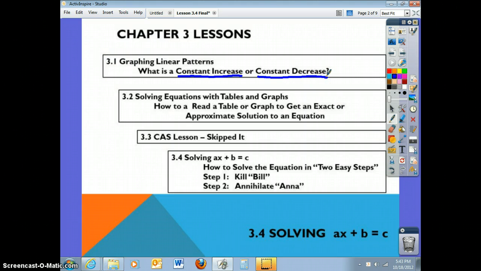Okay, and that was just the first introductory thing, and also talked about something being collinear, which means that the points are on the same line. Then we had 3-2 that said you can actually use your tables and graphs to solve equations.